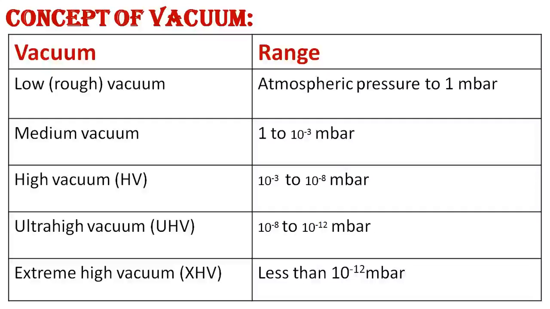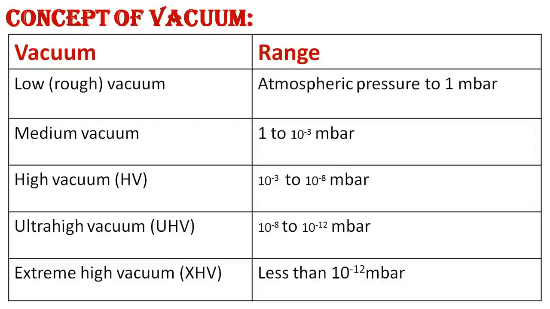Vacuum by range has 5 subtypes. First is low or rough vacuum, second is medium vacuum, next is high vacuum, next is ultra high vacuum, and the last one is extreme high vacuum, denoted by XHV; ultra high vacuum is UHV, and high vacuum is HV. So what is the range of these types? The first one is low or rough vacuum, which is from atmospheric pressure to 1 millibar. That is the range of low vacuum.